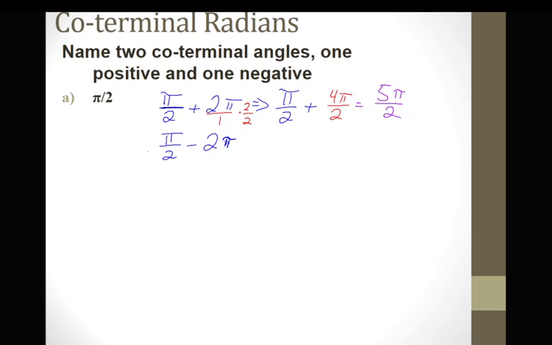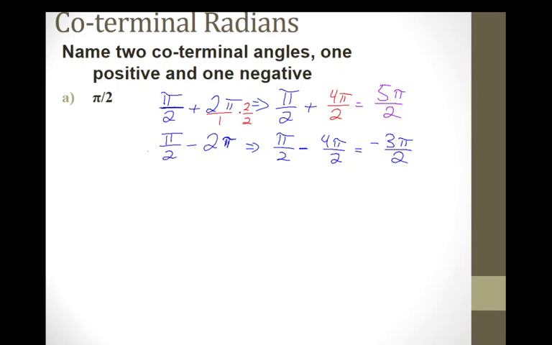Now the great thing about this is that once I do the positive one, the negative one is just going to be pi over 2 minus 4 pi over 2. So this is negative 3 pi over 2. It's that easy. Okay? The hardest part about this is remembering that you're going to be adding and subtracting 2 pi and then getting common denominators. Okay? All right.